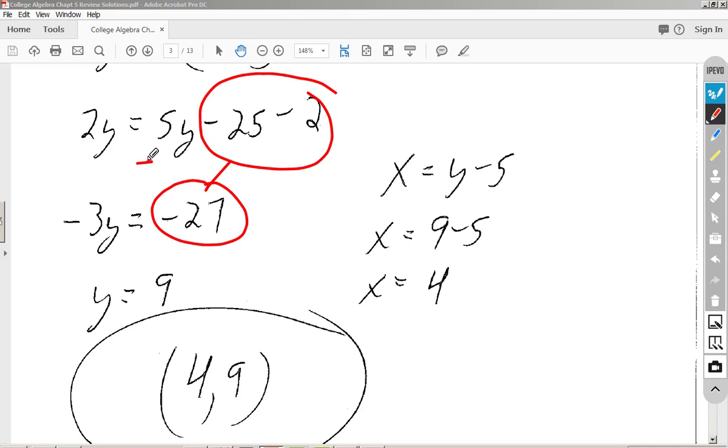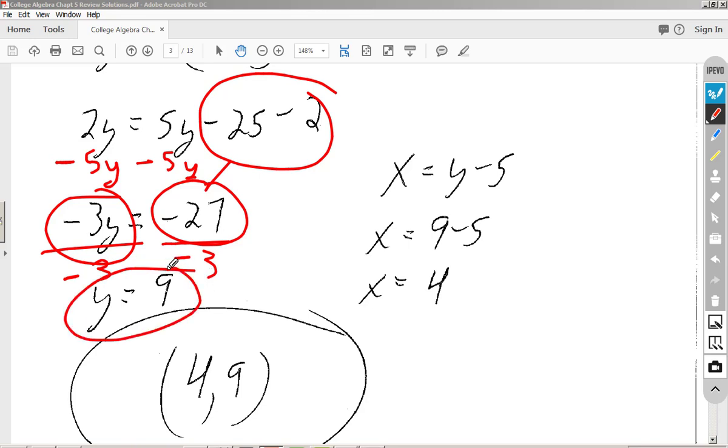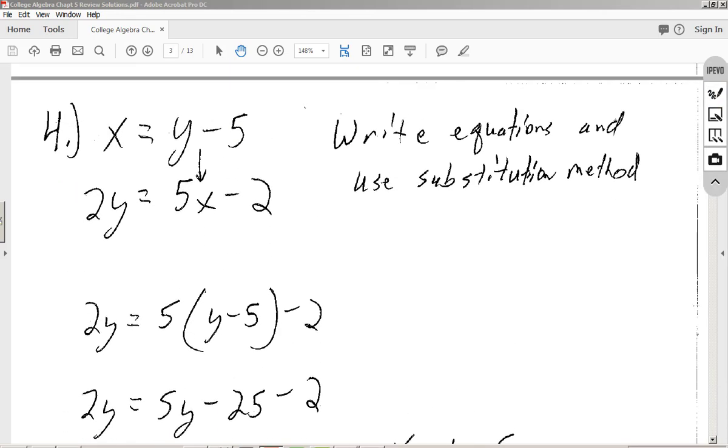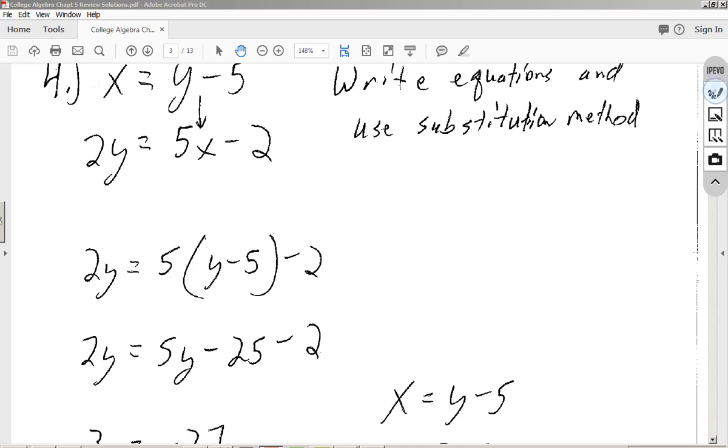I'm going to subtract 5y from both sides. When I subtract 5y from both sides, 2y minus 5y is going to give me that negative 3y. Now I go ahead and divide both sides by negative 3. And negative 27 divided by negative 3 is going to be a positive 9. Okay, now that I know that my y value is positive 9, I come up here to my equations, and I'm just going to use my first equation right here.